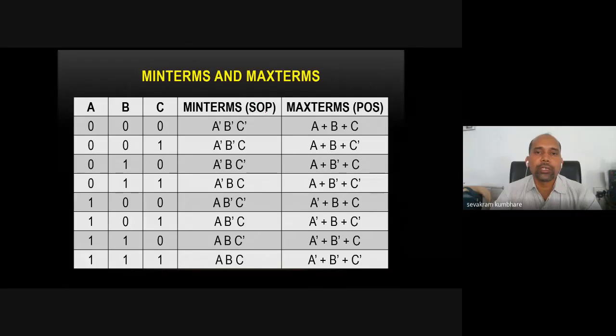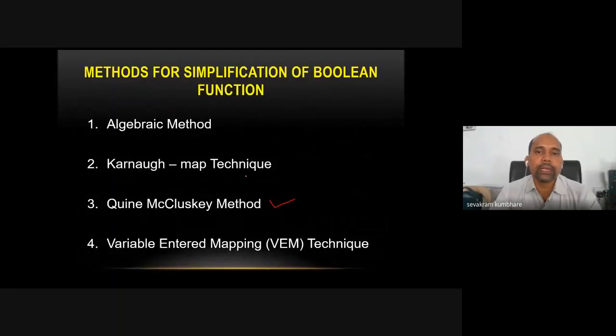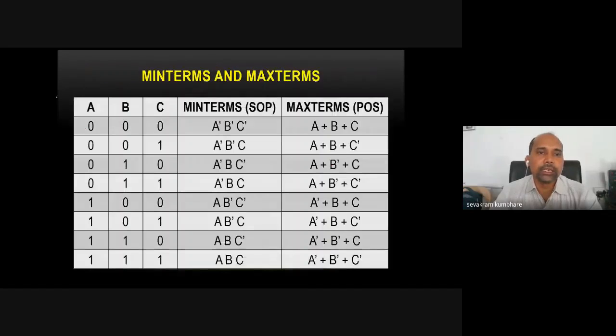So minterms and maxterms, yesterday also we discussed. In sum of product we have minterms, and in product of sum we have maxterms. So what are minterms? Minterms are basically represented like this. Now this A, B, C becomes a variable. K-map can simplify up to 6 variables. Right now we have 3 variables, but it can simplify up to 6 variables.